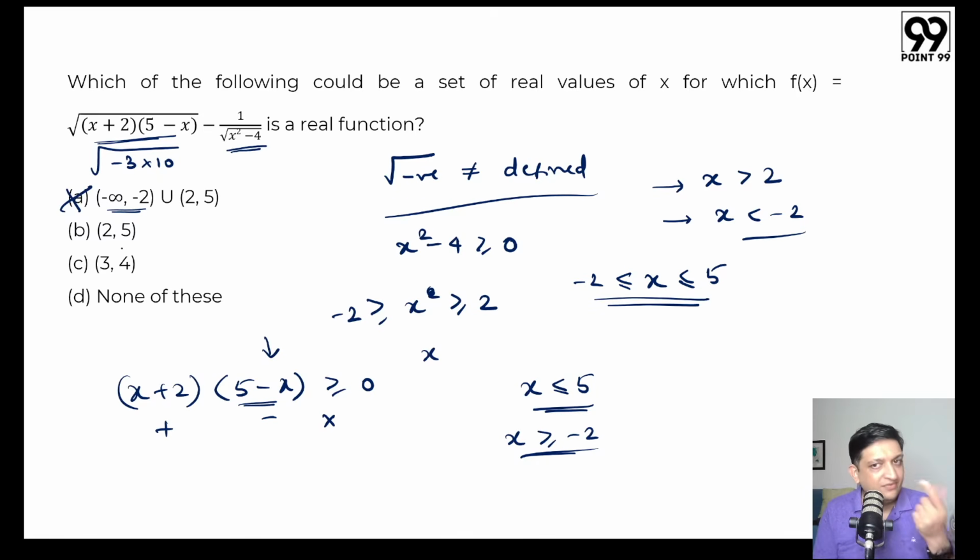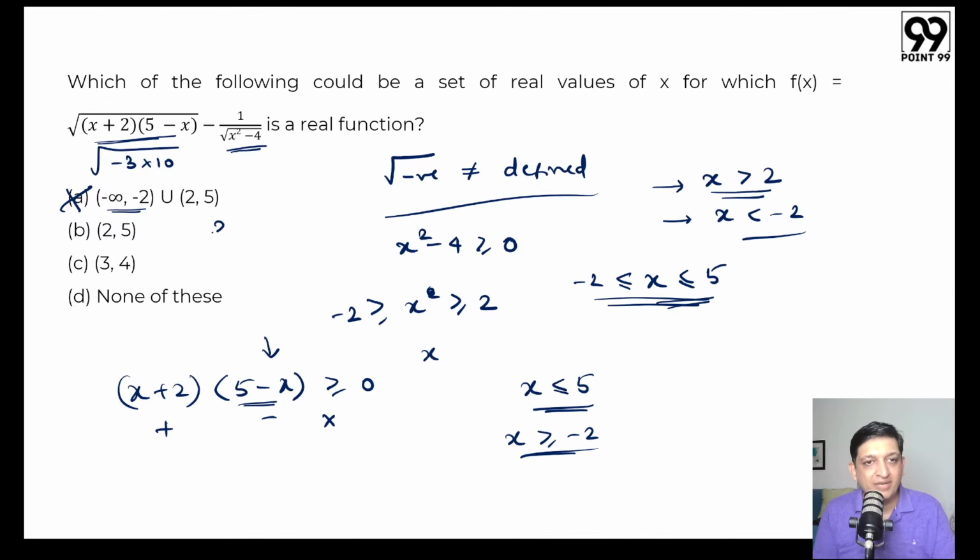What about 2 to 5? It makes sense because this one has to be greater than 2 or less than minus 2, but I cannot have this less than minus 2. So what I have to ensure is that x is greater than 2 because of this identity, and x of course has to be less than or equal to 5. So this will be a decent range that we can expect.